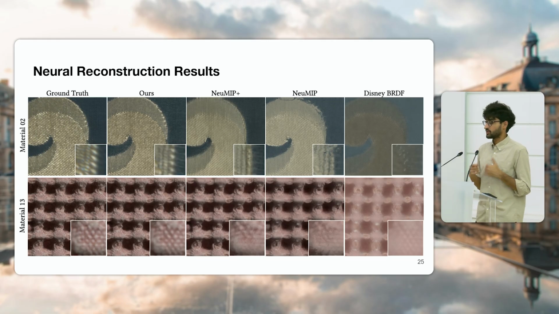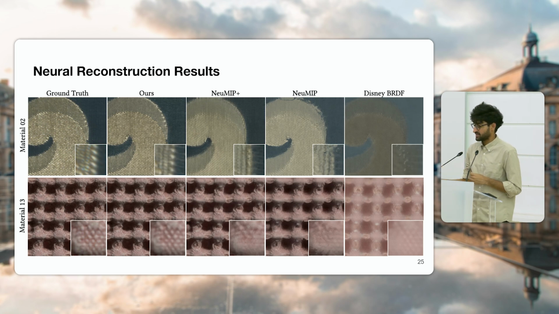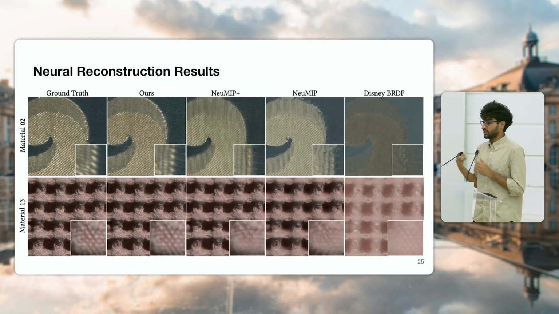We evaluate the neural representation on all 17 materials using held-out lighting and viewing directions. The baselines cover both parametric and neural representations. So in the rightmost column, we have Disney, which is the widely used parametric model. Then we have NUMIP, which is the closest neural baseline. And NUMIP Plus is a version we scaled up to roughly our model's capacity. So any difference comes from the architecture improvements that we propose, and not just from having more parameters.